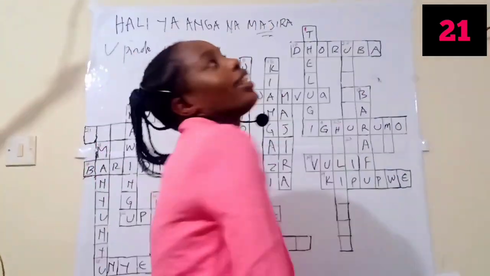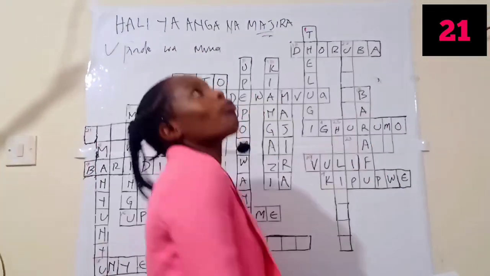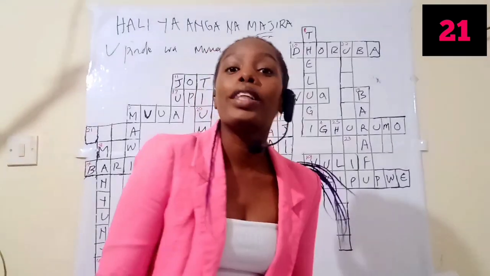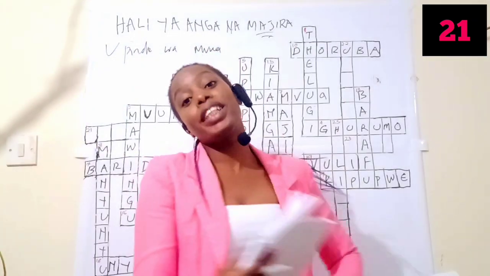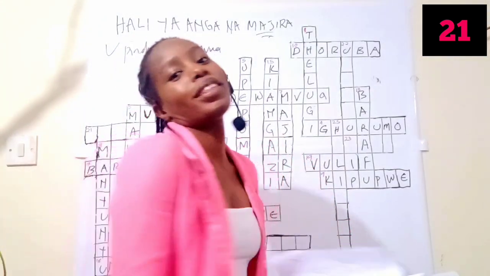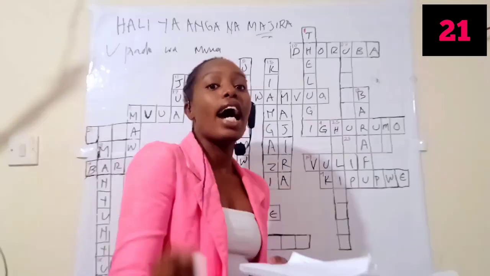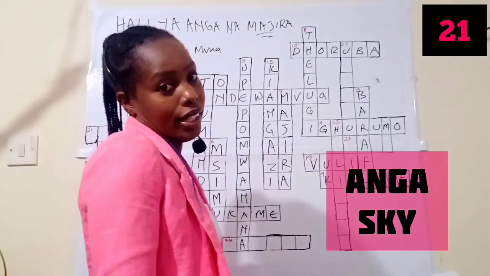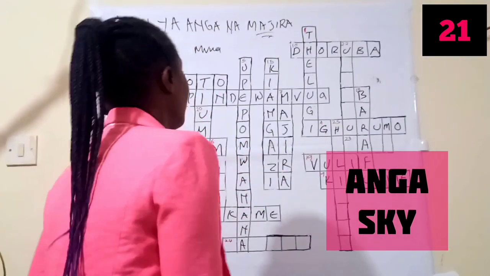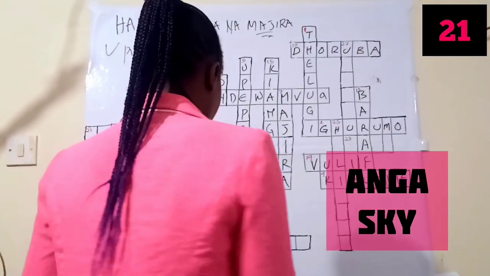21. Sky. What do we call sky? What is sky in Swahili? So, sky in Swahili is anga. Yes, sky is anga.